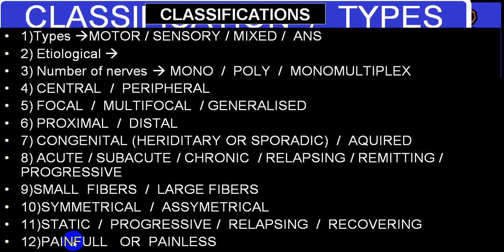In a sensory variety, we can call that painful or painless. And depending upon the part of nerve, if axon portion is involved, we call it axonal neuropathy, and if myelin is involved, we call it a demyelinating neuropathy. And if neuron cell is involved, we call it neuronal neuropathy.